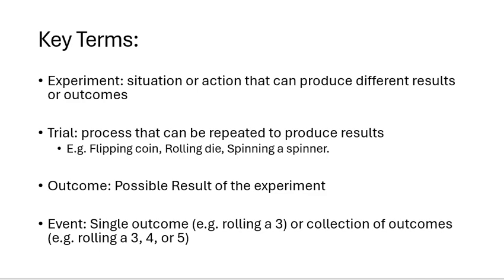So, for example, flipping a coin, rolling a die, or spinning a spinner. An outcome is just any possible result. If you think about flipping a coin, there are two outcomes there. You got heads, you got tails. That's about it. Single outcome is just you stating what it is that's going to happen or what you want to happen. My example here is rolling a 3, or it doesn't even have to be one thing, you could do a collection of things as well. In this case I have rolling a 3, a 4, or a 5.